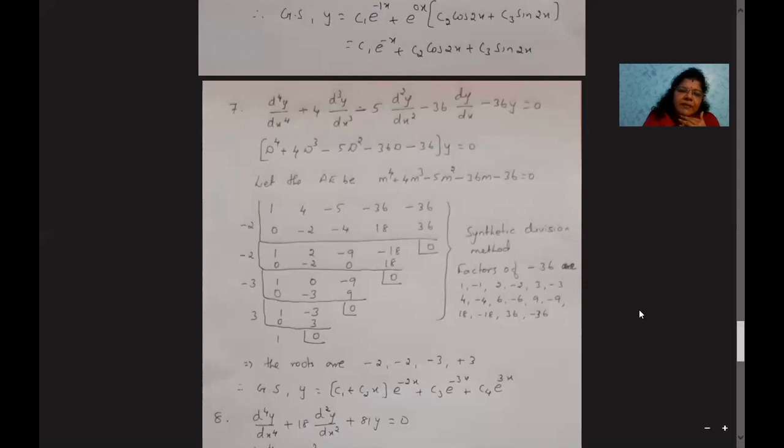So I'm trying with minus 3. If I opt for minus 3, I will get 0 as the remainder. So minus 3 I'm selecting. 1 plus 0 is 1. Minus 3 into 1 is minus 3. 0 plus minus 3 is minus 3. Minus 3 into minus 3 is plus 9, and minus 9 plus 9 is 0.